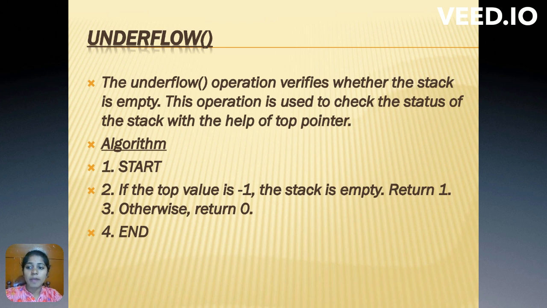So the top value is -1. I have told you in pop, we are going to remove the top element, then we are going to decrease the value of top. So if we are removing, then the top value will be -1. So the stack is empty, then it returns 1. Otherwise, it returns 0. Step 4, end.